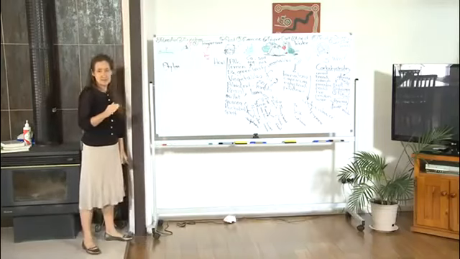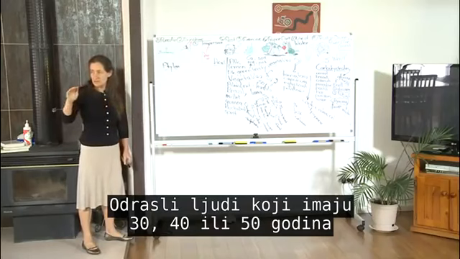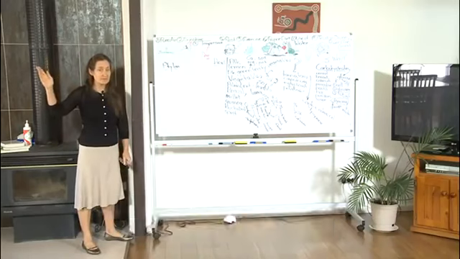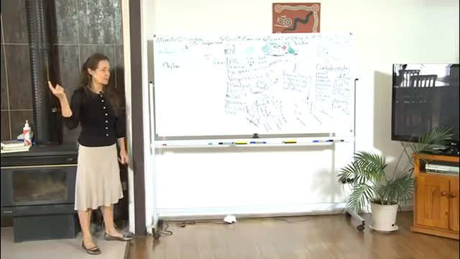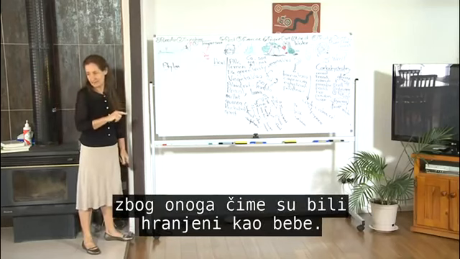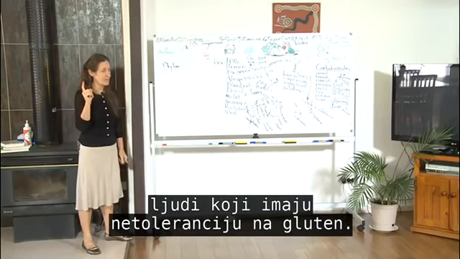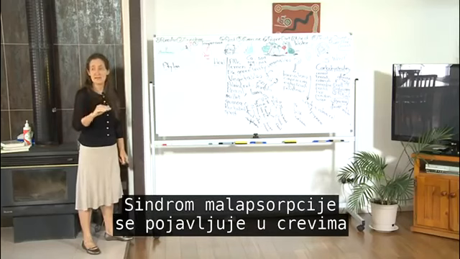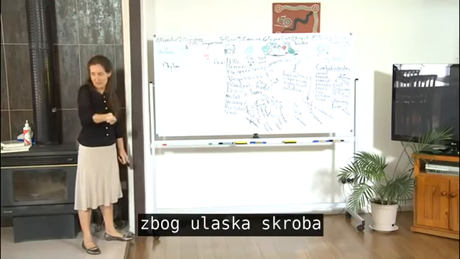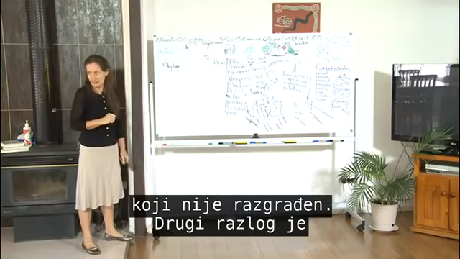What's happening is we're getting adults in their 30s, 40s, 50s developing gluten intolerance because of what they were fed as babies. So that's one of the reasons we're seeing so much gluten intolerance. Malabsorption syndrome is set up in the gut because this starch is coming down and it hasn't been broken down.